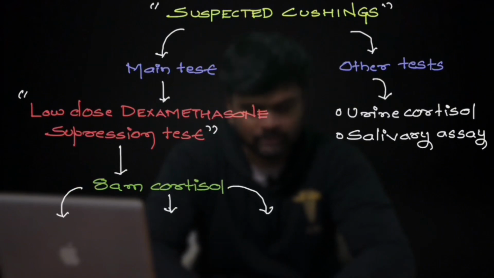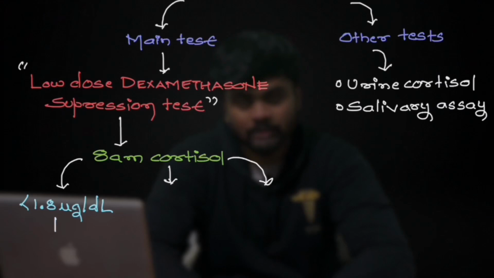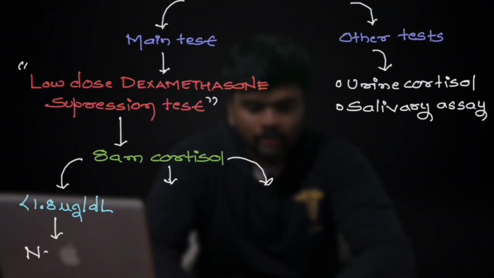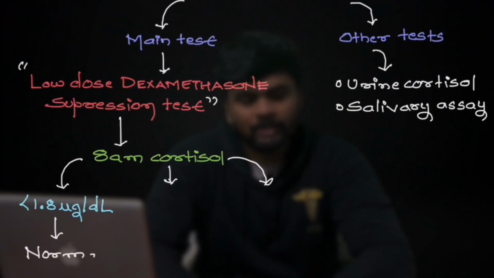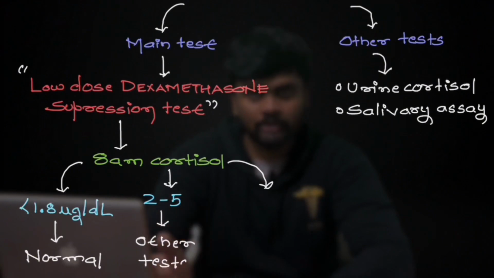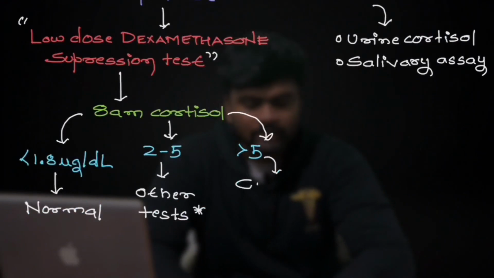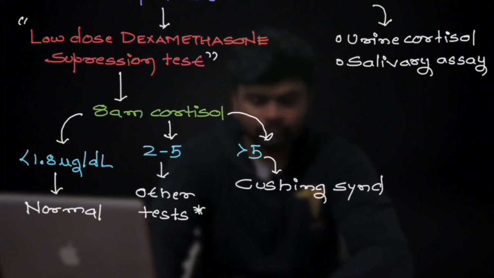So we'll get three types of results. One, the cortisol level is less than 1.8 microgram per deciliter. Let's say it is 2. Then we say the person is completely normal. If the 8 am cortisol levels are between 2 to 5, we have to do other tests. Just now we have mentioned the other tests. We can do those tests and confirm. If the level is greater than 5, it is called Cushing syndrome.